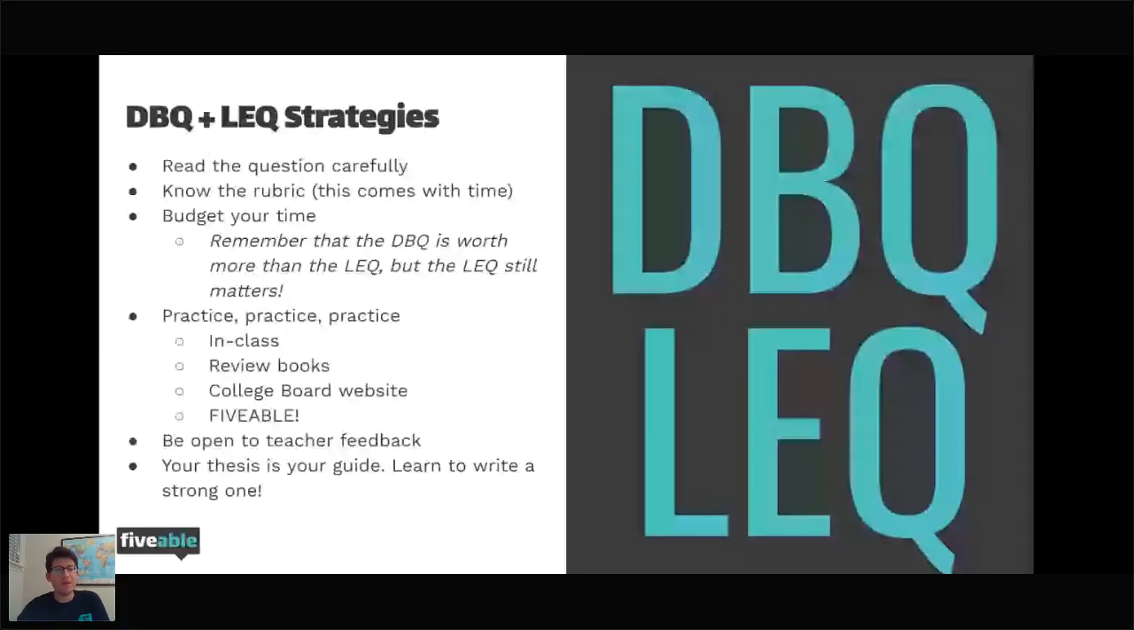And part of that being feedback, you're practicing writing these statements a lot, presumably in your classes. Learn to write it. We're going to be doing that in Fiveable. Your thesis is your guide. Learn to write it, and you'll be surprised at how much that will open up in your essay. If you write a strong thesis, you're much more likely not only to get that point, but you're most likely to use your evidence to support it, and you're also likely to get your argumentative claim or your analysis for using historical thinking skills.